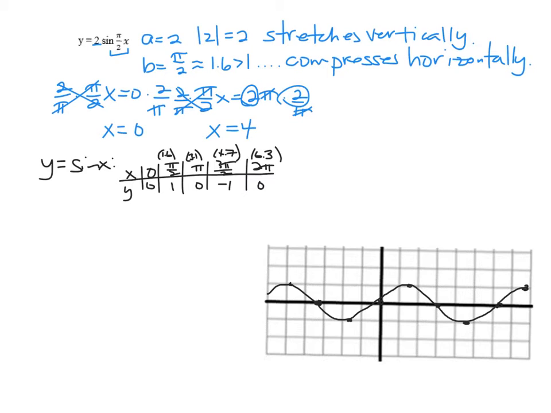So now let's figure out what we're going to do with our new table. For our x's, we're not only going to change our x's, but we're also going to change our y's. For our x's, remember we start at 0 and we end at 4. And I need those divisions in between. Well, 0 and 4 is going to be pretty easy to work with. Halfway between 0 and 4 is 2.